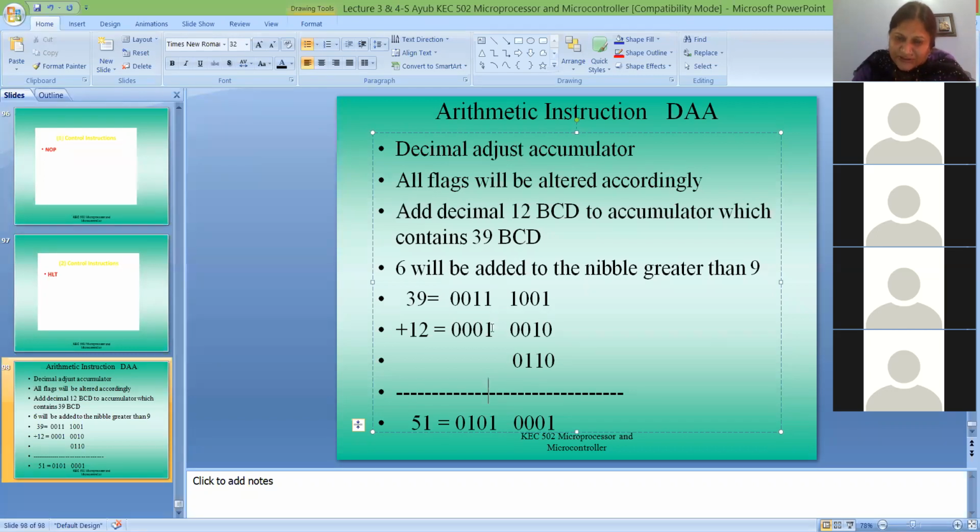So 1 plus 1 is 0. Carry 1 will be generated. This will be available here, and that 0 plus 1 will be here 1. And now new carry plus 1 will be 0. Carry will be generated over here, and 0 plus 1, this carry will be 1, and 0 plus 0 is 0. So now what is the new addition result? It is 5 and it is 1.